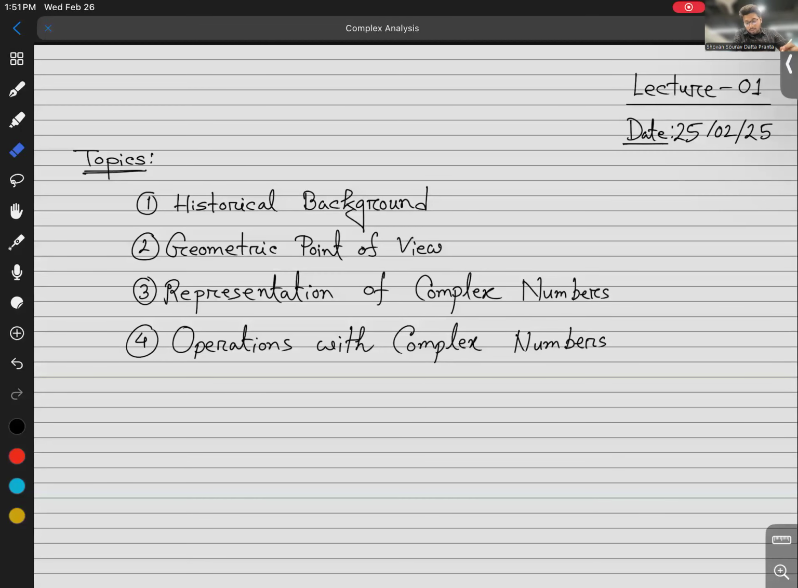Glad you're here for the first lecture on complex variables and analysis. Today we are going to study some historical background, the geometric point of view, and some representation of complex numbers in various coordinate systems, and then we will do some operations on complex numbers. So first of all, the historical background.